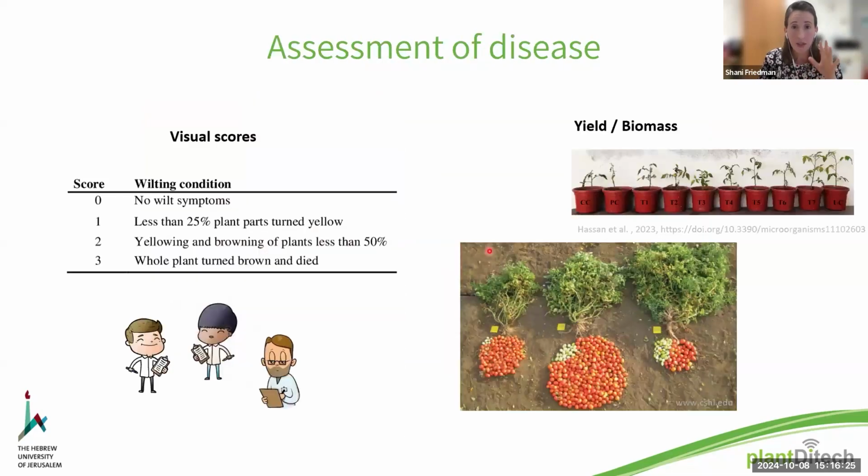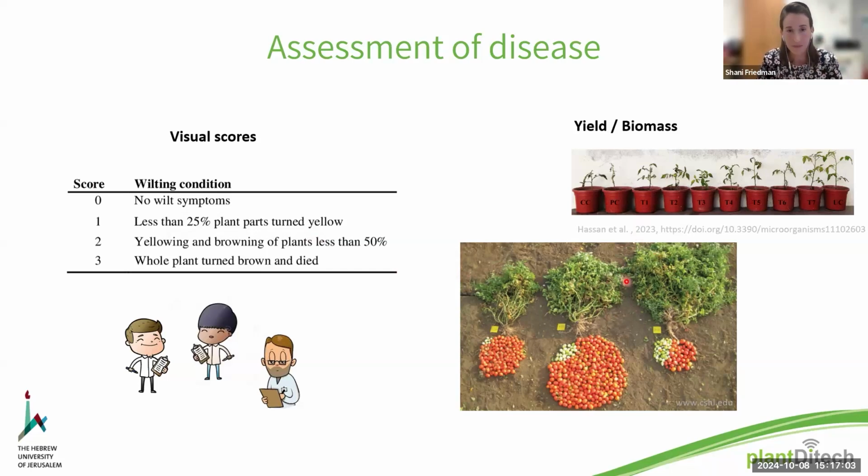Looking at the literature, there are 2 main ways to assess diseases. Usually, an experimenter visually inspects the plants and gives them a score. 0 means no symptoms, and 1, 2, 3 indicate various degrees of yellowing. However, this method can be inaccurate since it's subjective, and I've seen some works talking about the problems of visual subjective scoring. The other main method is measuring yield or biomass at the end of the experiment. However, I feel this misses some of the disease dynamics because it's only at the end, like 1 point.